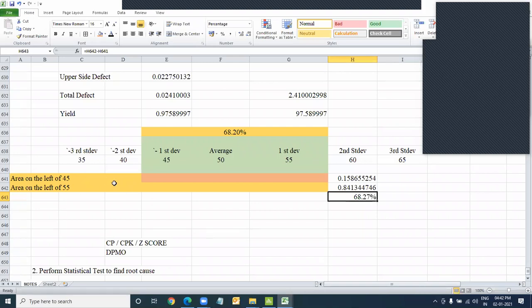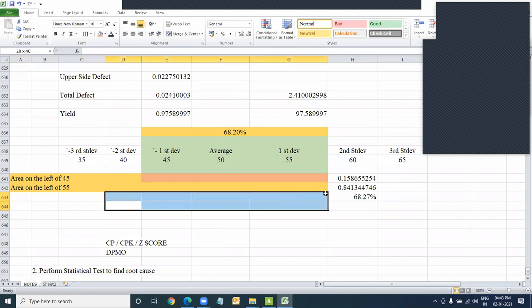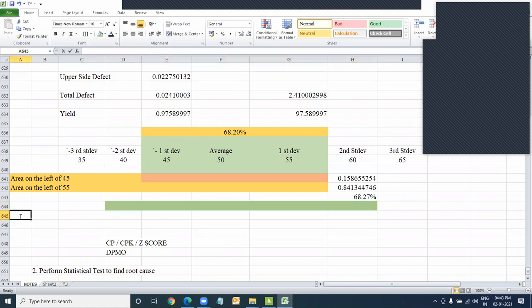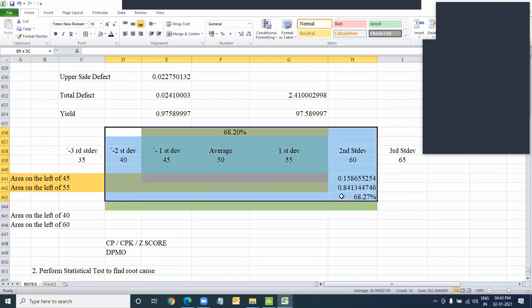Similarly, you can do this for the others also. Plus minus 2 will give you 95.4. If you want to do that, you will be calculating the area on the left of 40 and the area on the left of 60, because then your area, for 95.4%, plus minus 2 standard deviations, will be this area till this area. This is what we want.